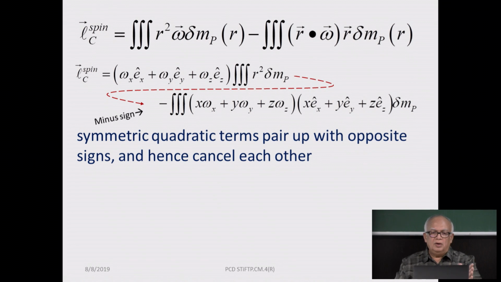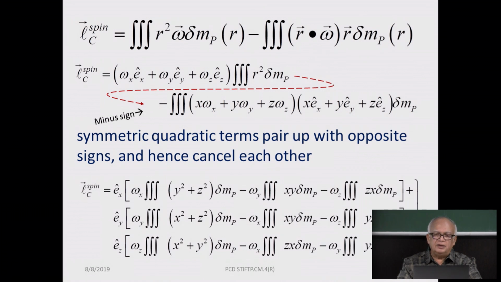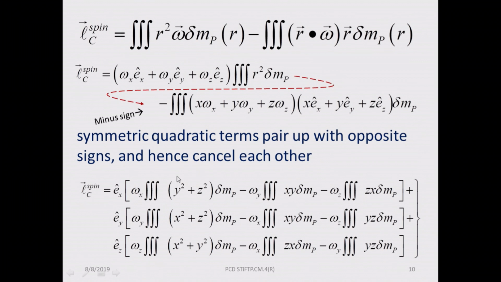So there is this symmetry because of these quadratic terms, and those are the terms that get cancelled out, and the remaining terms will add up to give you the components of the spin angular momentum along the x, y and z coordinate system, and they will be given by these integrals. Now this is a fairly messy integral to work out. Depending on the shape of the object, you have to integrate y squared plus z squared.